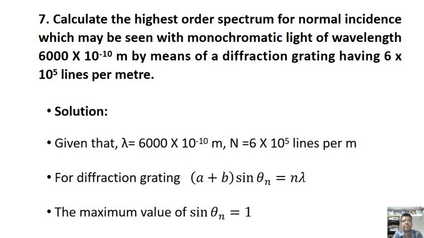Calculate the highest order spectrum at normal incidence which may be seen with monochromatic light of wavelength 6000 × 10⁻¹⁰ meter by means of a diffraction grating having 6 × 10⁵ lines per meter. So the wavelength is 6000 × 10⁻¹⁰ meter, and n is equal to 6 × 10⁵ lines per meter.